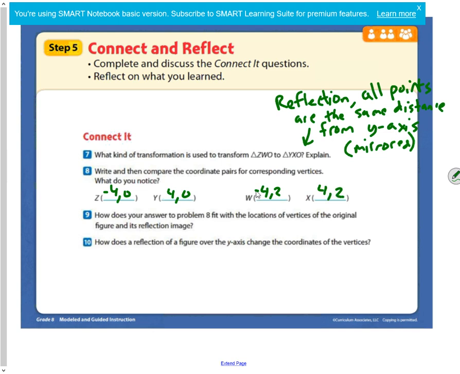So how does your answer to problem 8 fit with the locations of vertices on the original figure and its reflection image? So what changed and what didn't change? Really, they're the same spot on the grid vertically, but horizontally they changed. So they're opposite sides of the y-axis. So that's what I would say is the best descriptor, opposite sides of the y-axis.